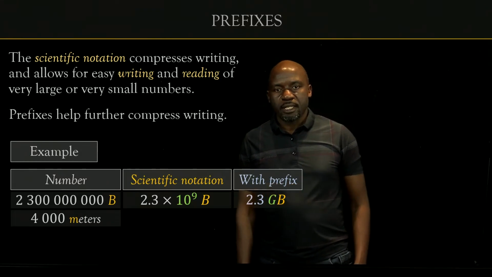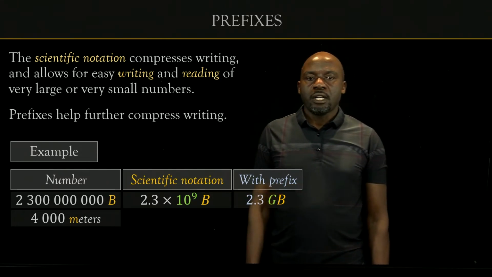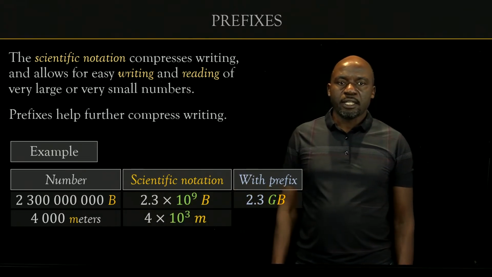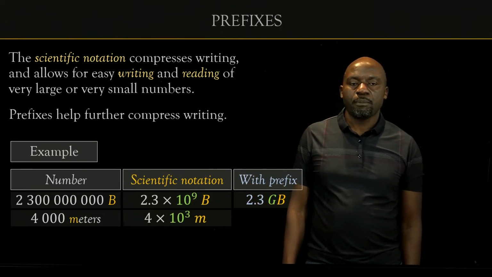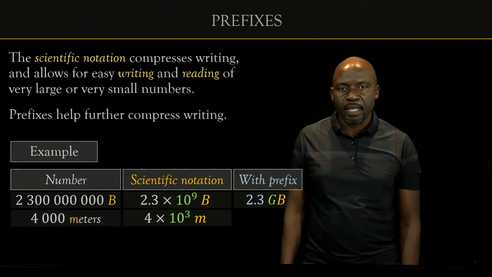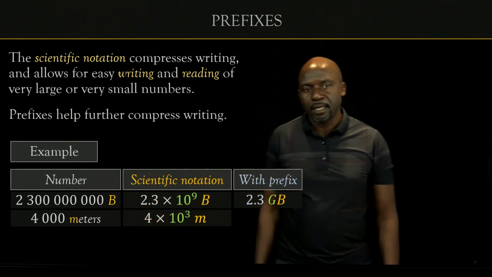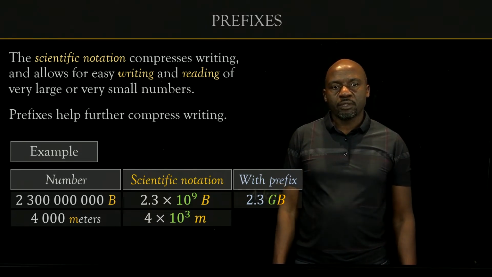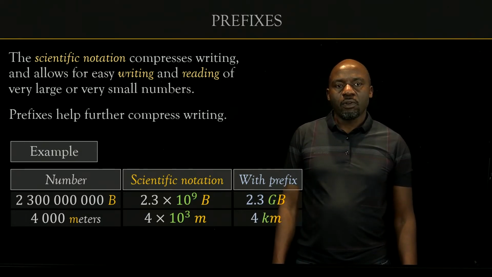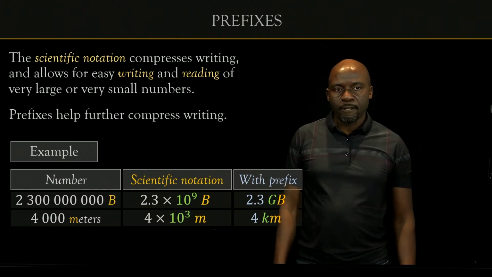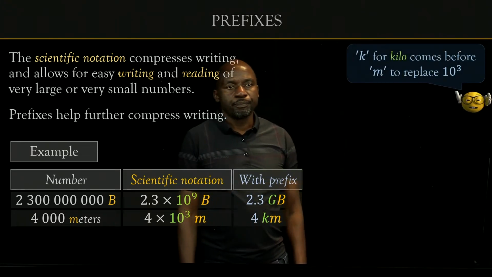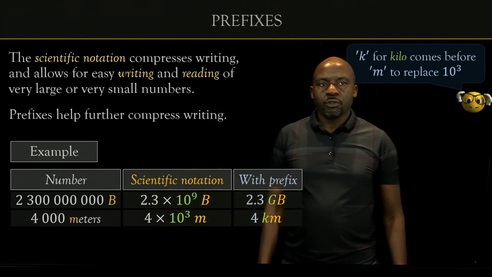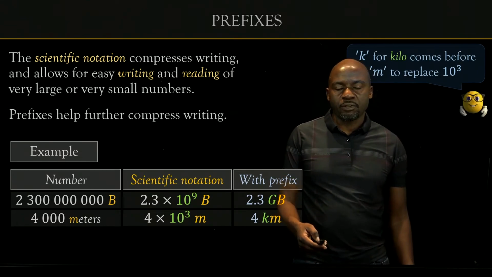Here's another one. 400 meters, the M is in yellow. 400 meters can be expressed, in scientific notation, as 4 times 10 to the power of 3 meters. That M there is the same M there for meters. Okay, and we can remove the 10 to the power of 3 and replace it with this lowercase k. And the lowercase k means kilo. So the kilo comes before the M to replace 10 to the power of 3.